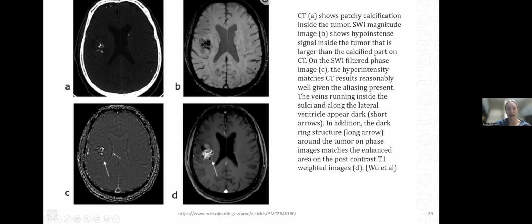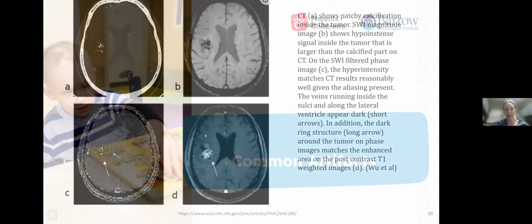So that would signify calcium. So you have calcium and blood products in this area, not just one or the other. And then the T2 is just showing this as a contrast enhanced area, much larger than you can see on some of these other images. And this was a new onset tumor for this patient.